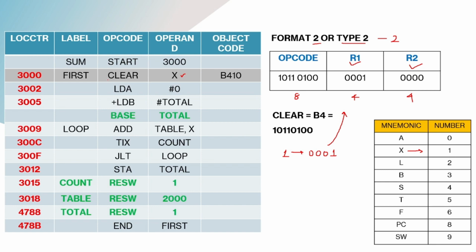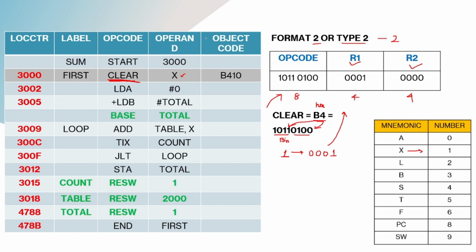Now then we have CLEAR right here. This is the instruction, right? So instruction CLEAR is B4. This is the mnemonic value. This will be given with your question, most probably, or you can just refer and get the value of what CLEAR means. So it's B4. So this is B and this is 4, right? Once you convert B4, which is in hex, to binary, we get this value. So this value is fed in right here, CLEAR opcode, and then register R1, that is X, we are using 0001, and R2 0000. We're not using R2.